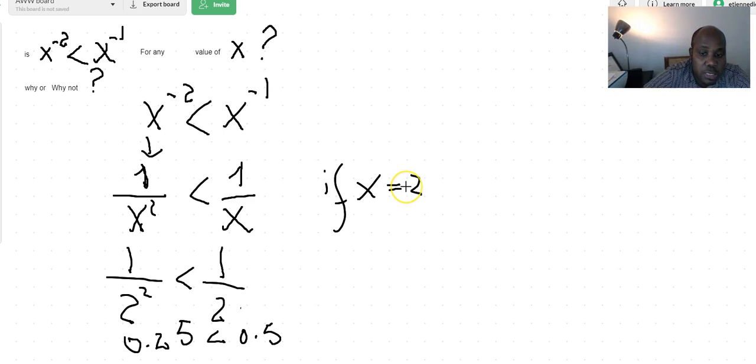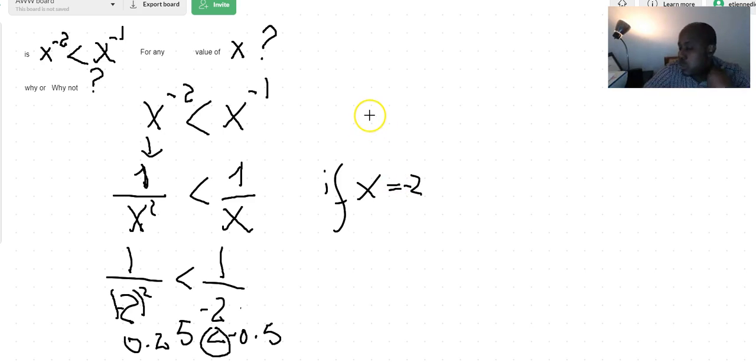So let's take an example. What if I take x equals minus 2? What am I going to have here? I'm going to have minus 2 to the power of minus 2, so it's still going to be 0.25, but here I'm going to have 1 over minus 2. I'm going to have minus 0.5. So this is not true. You see what I mean? I just changed it when I have minus 2. So that's dead wrong, because this is a negative value.